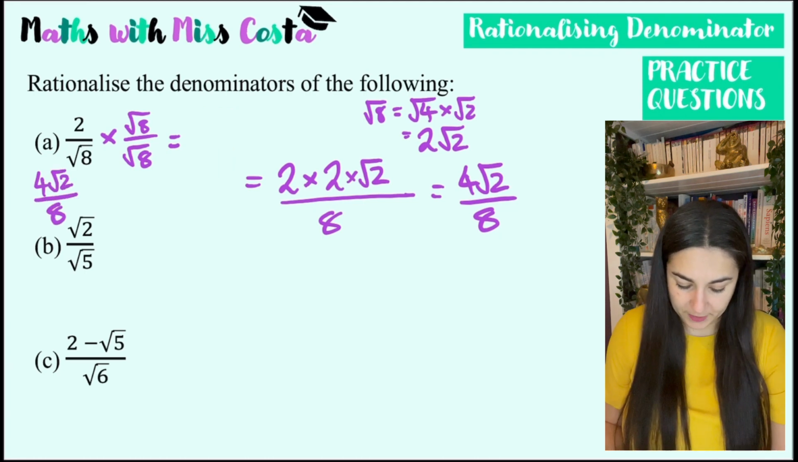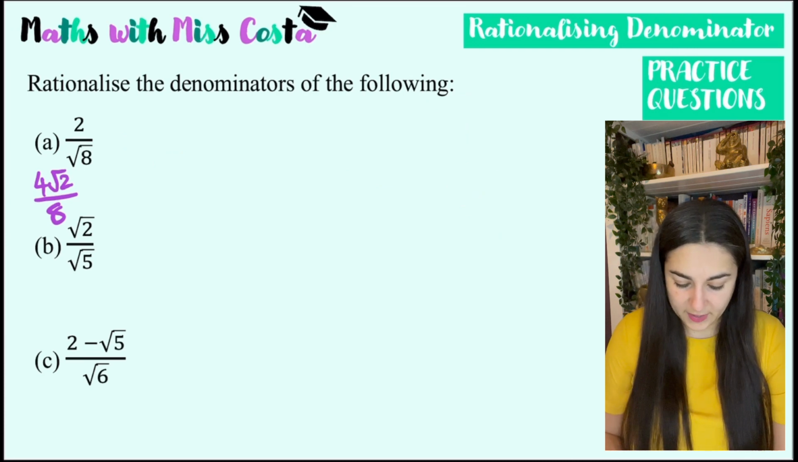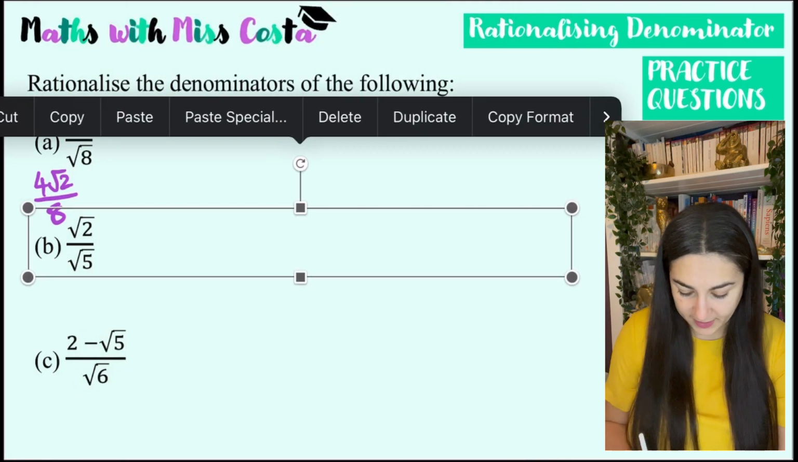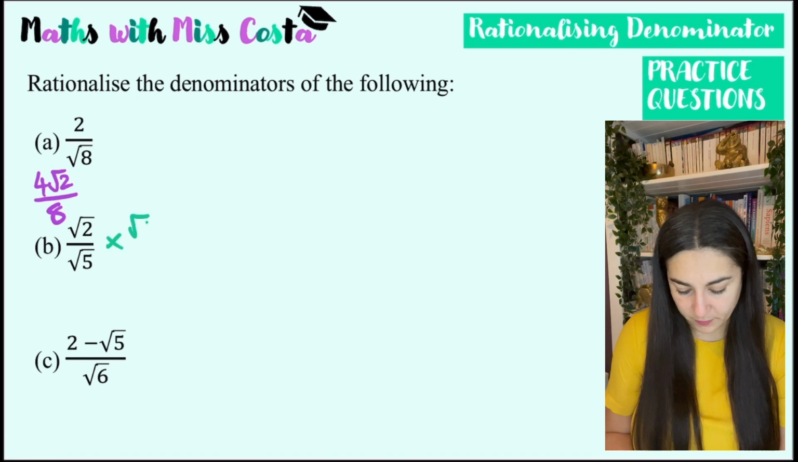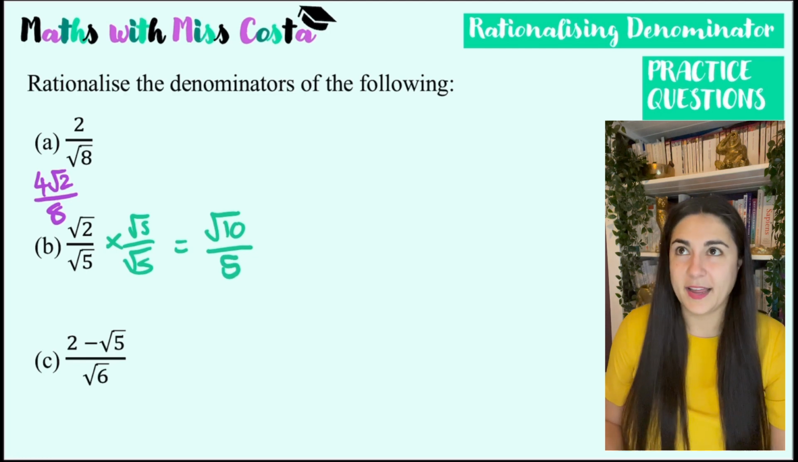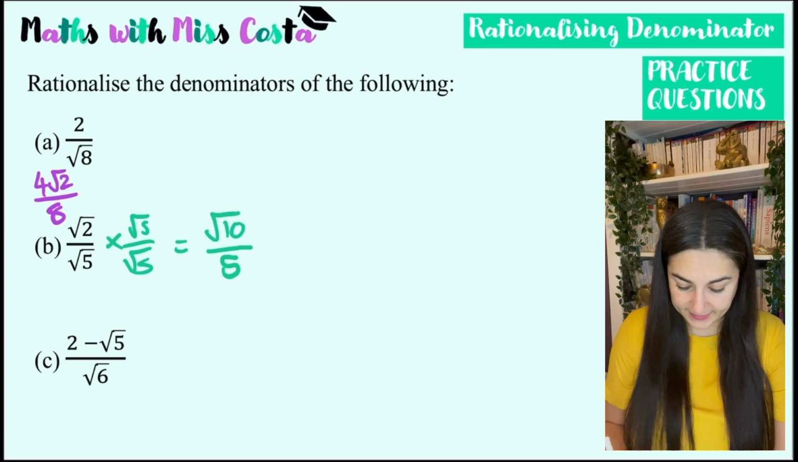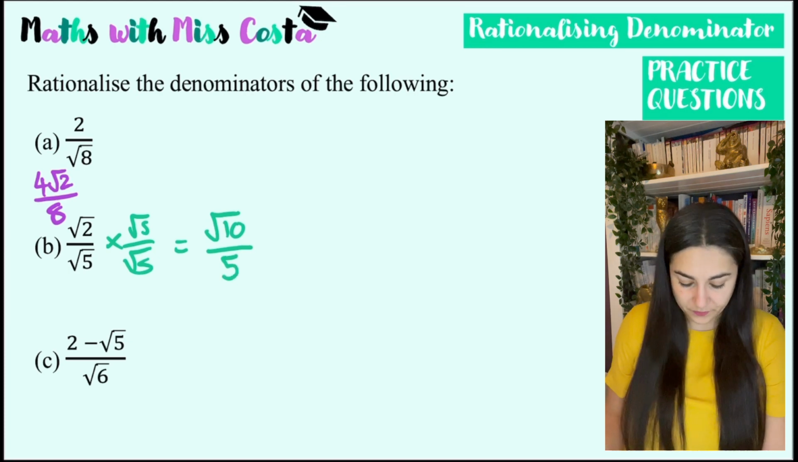Now let's try the next one. So we've got root 2 over root 5. To rationalise the denominator, I always multiply both the top and the bottom of the fraction by the denominator. So multiply by root 5 over root 5. That would give me root 10 over 5. Now, can I simplify root 10 any further? No, so I'm just going to leave it as root 10 over 5.